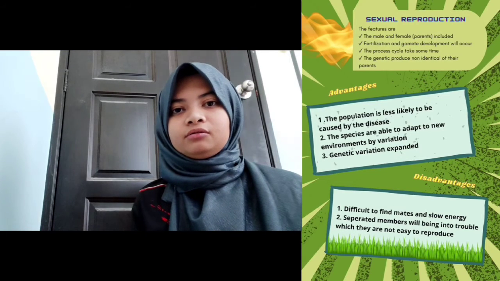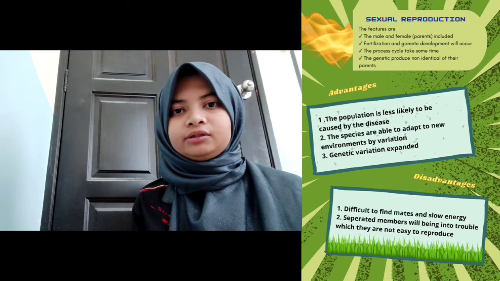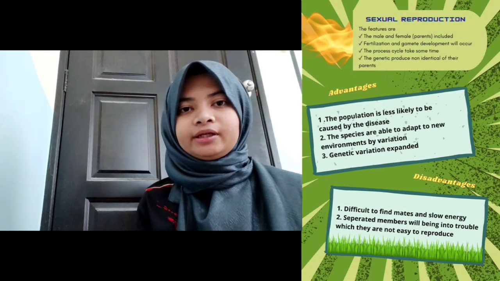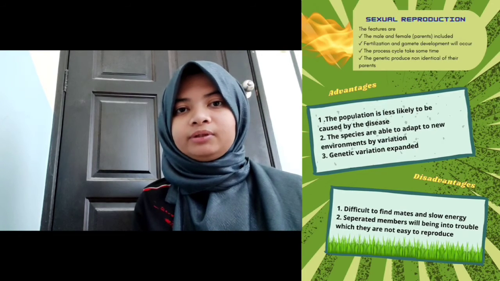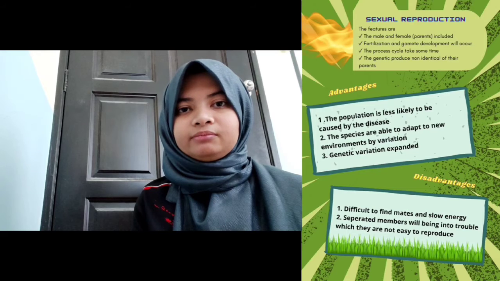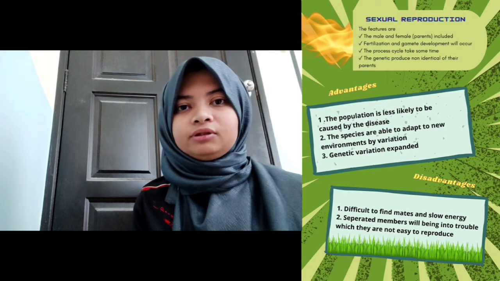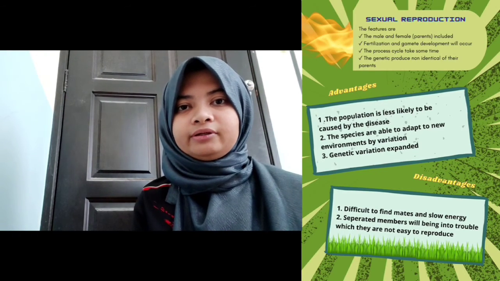Finally, let's look at this last slide section, the sexual reproduction of plants. There are 4 features that play an important role. First, both genders should be included. The development of fertilization and gametes will occur. The process may be slightly slower, and the offspring will be non-identical to their parents.